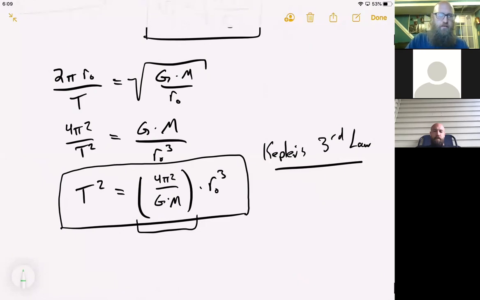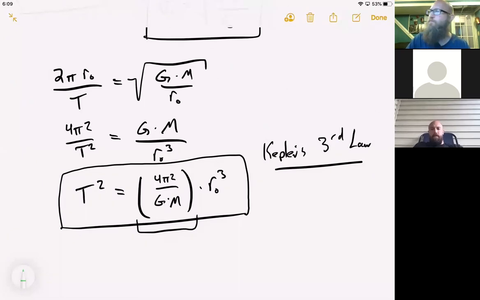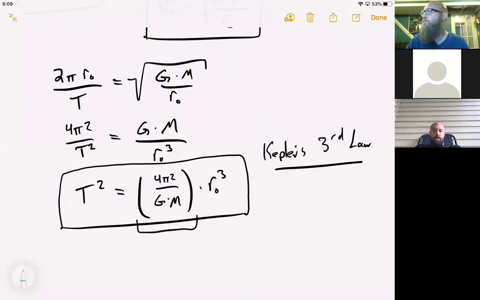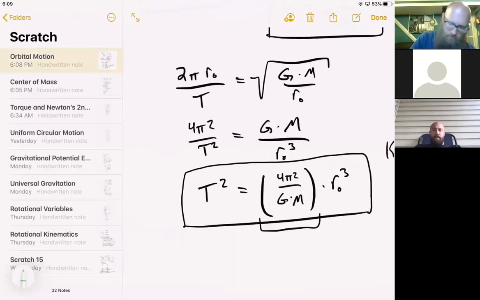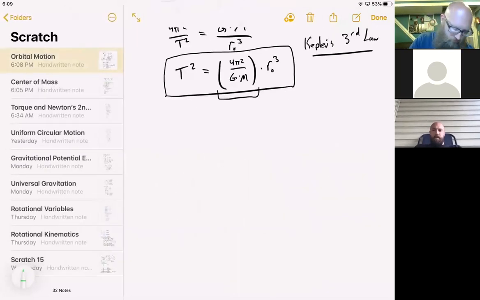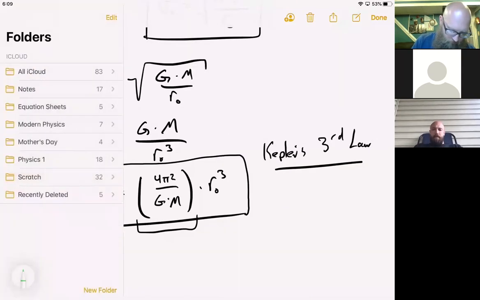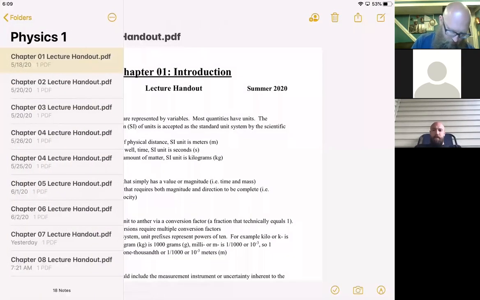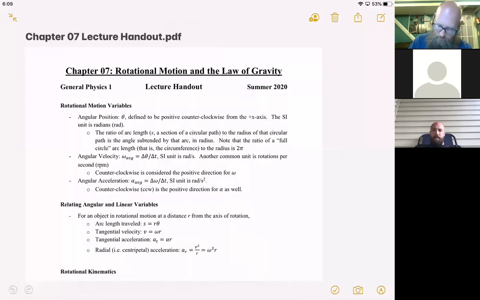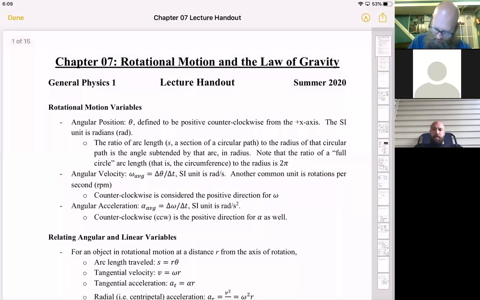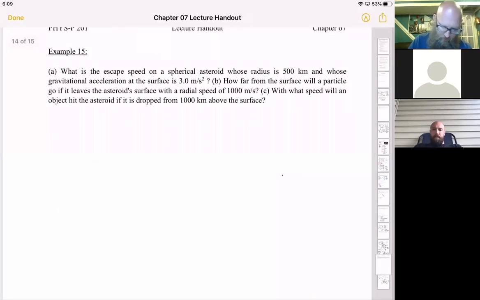I need to find the document that reminds me which examples I was going to work. Not that one. Oh yeah, I'd like to work example number 9. So this is chapter 7, example 9. Just toward the end. That's 15. Jeez.